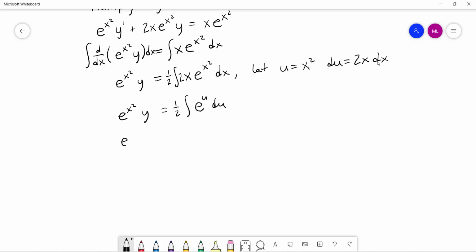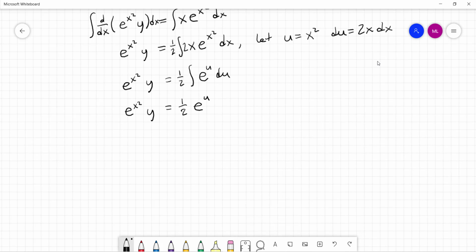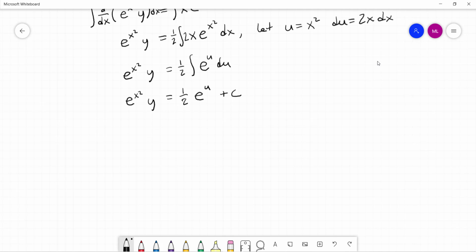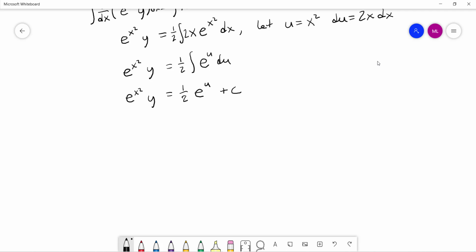And that will be equivalent to, again, e to the x squared y is equal to 1/2. What's the integral of e to the u? E to the u, plus some constant, and then we'll just go back and plug in for the u. So I've got e to the x squared times y equals 1/2 e to the u, but our u was x squared, so e to the x squared plus c.